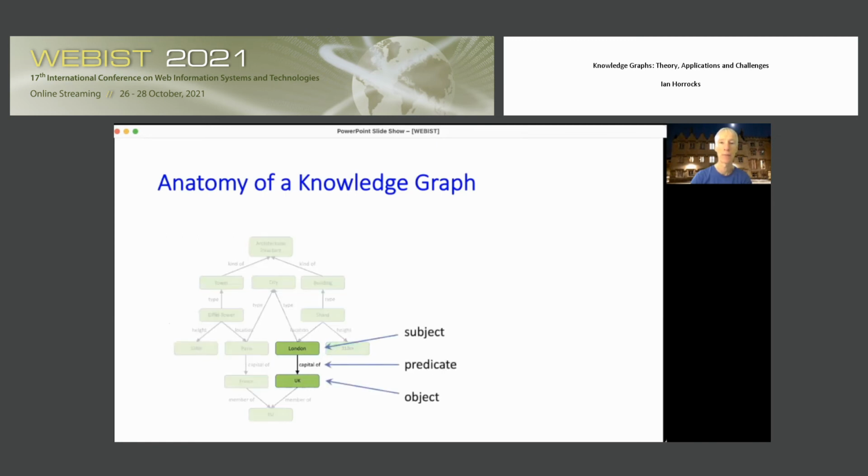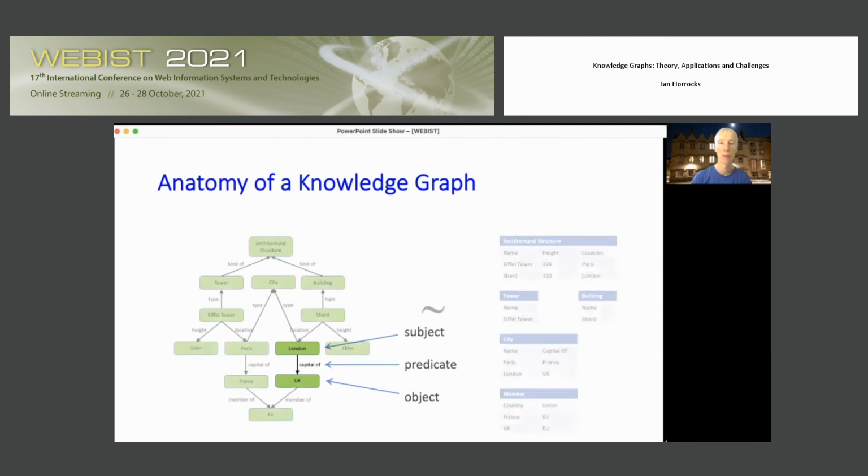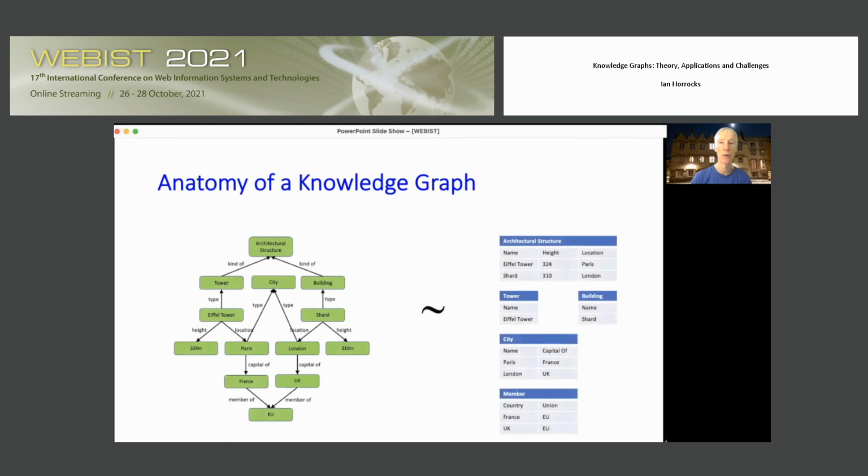In RDF, a single such edge is called a triple, with the source entity being the subject of the triple, the edge label being the predicate, and the target entity or value being the object. It's also interesting to note that we could store this information in a roughly equivalent way in a relational database, for example, using tables like these.